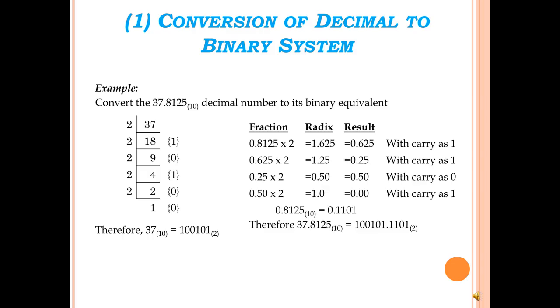Therefore, the final valuation of the decimal number which gets converted to binary is 37.8125 base 10 is equal to 100101.1101 base 2.